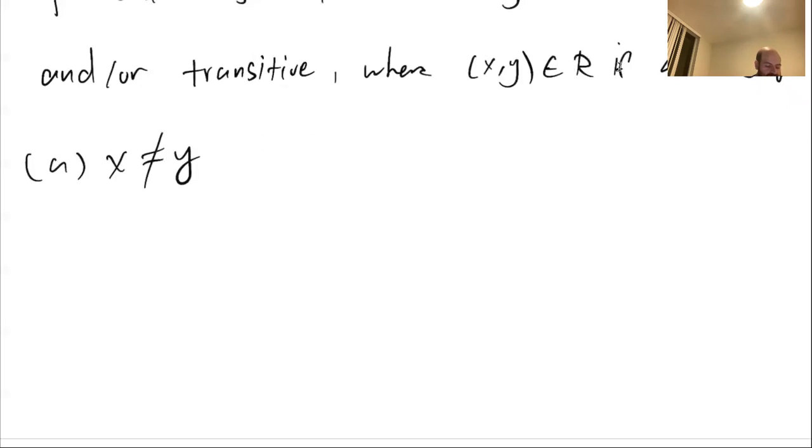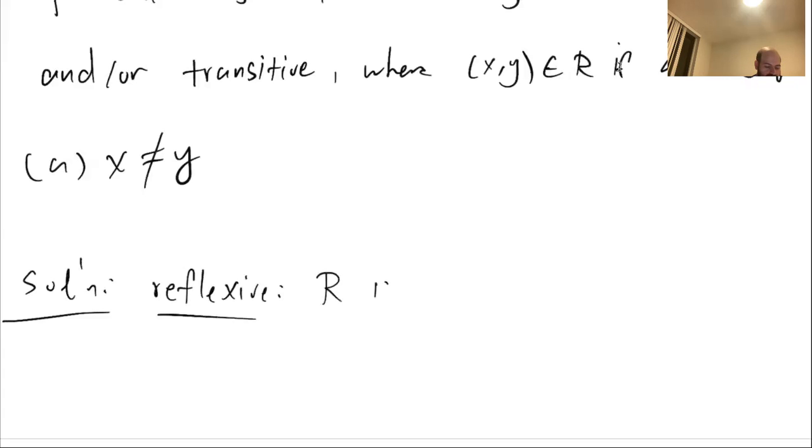So solution, reflexive. R is not reflexive because, for example, 1 is equal to 1, so the pair 1 and 1 is not in R.